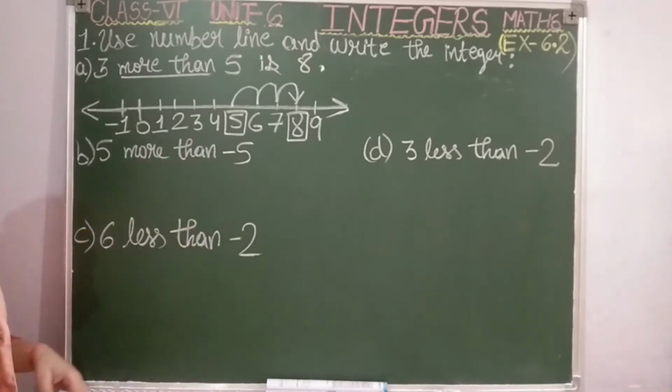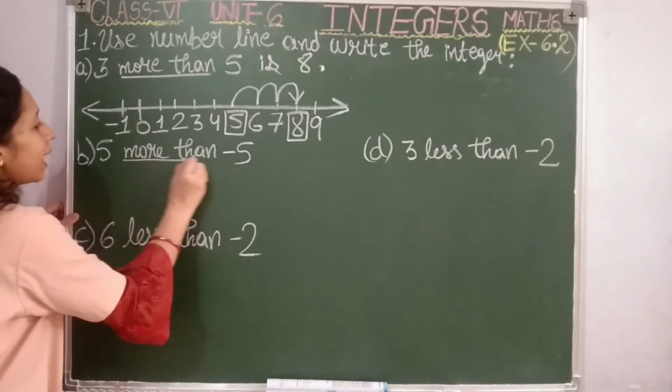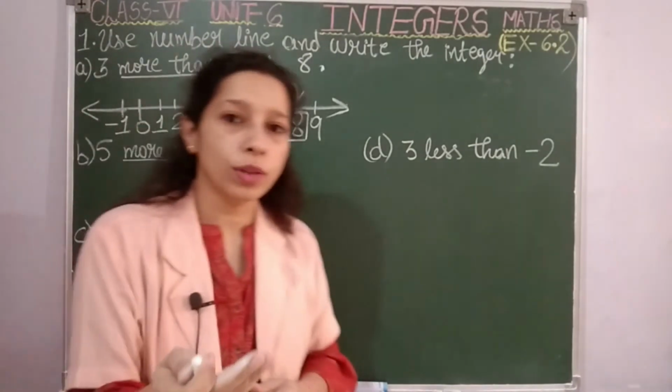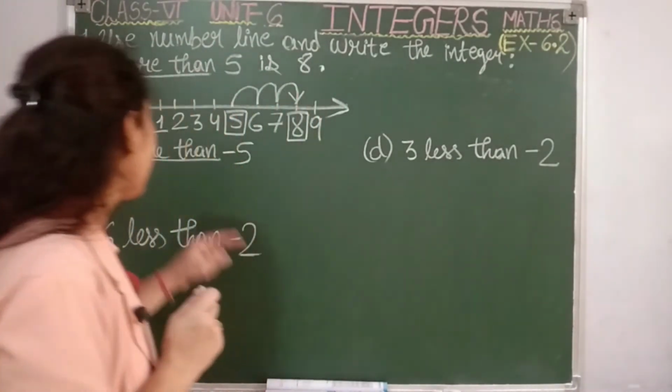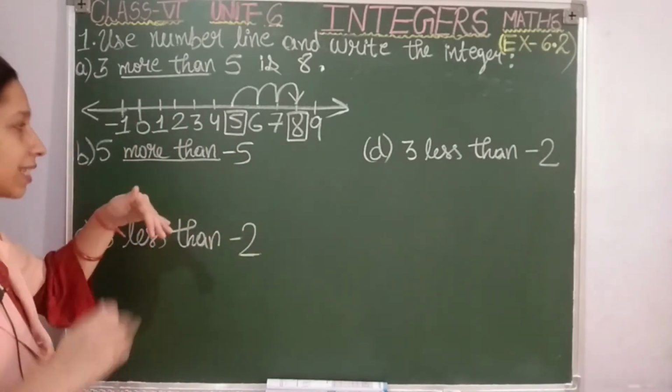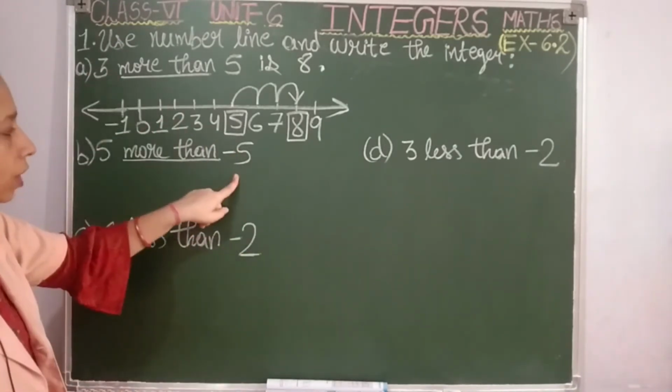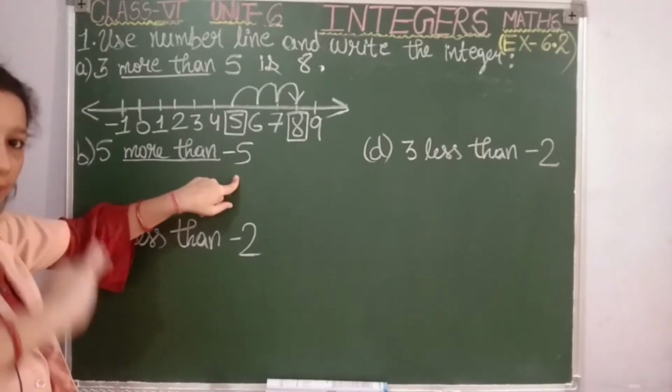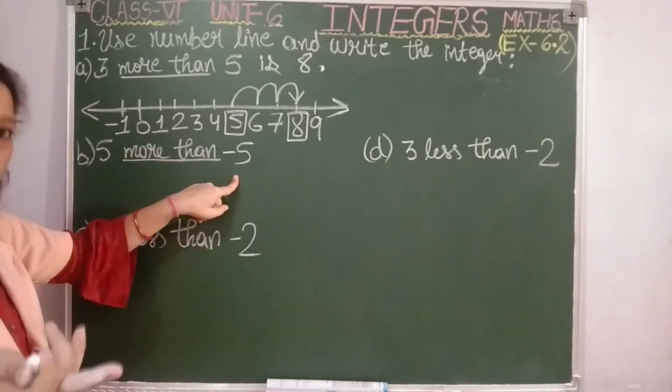5 more than minus 5. Again, students, more than means again you will be moving to the right side. You are going to add, and from where will we be moving? 5 more than minus 5 means minus 5 se 5 zyada. So first we have to go to minus 5 and then we will add 5 more to it.